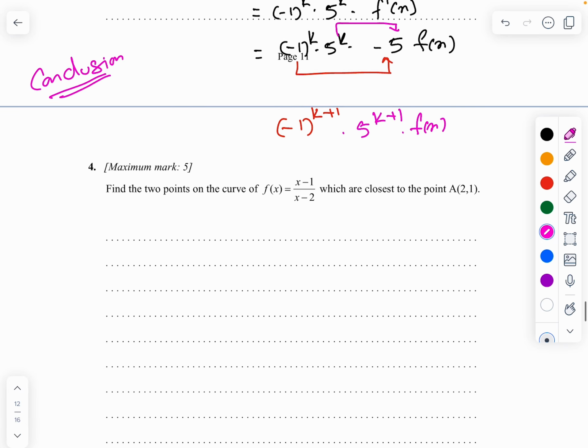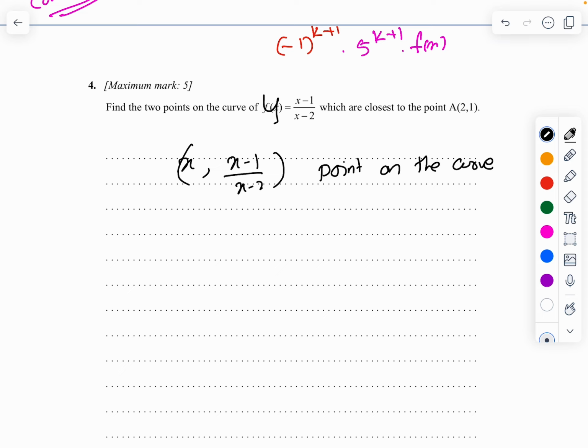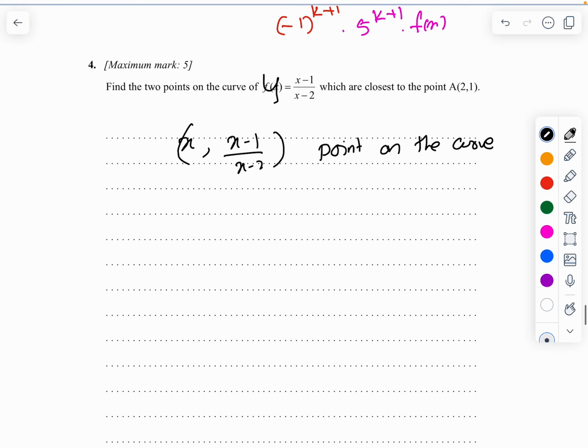Now find the 2 points on the curve which are closest to (2, 1). Let the first point be x, and y will be (x minus 1) upon (x minus 2). This is a point on the curve. Now the distance between this point and (2, 1) should be the least.